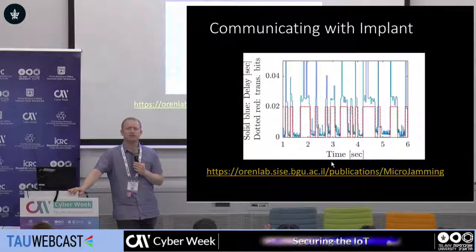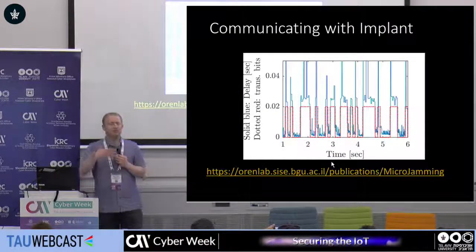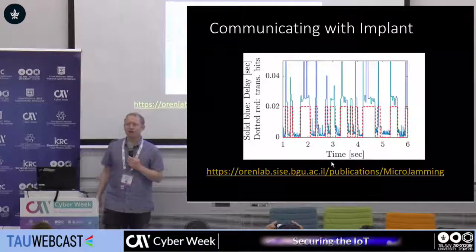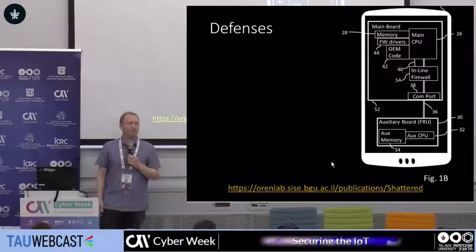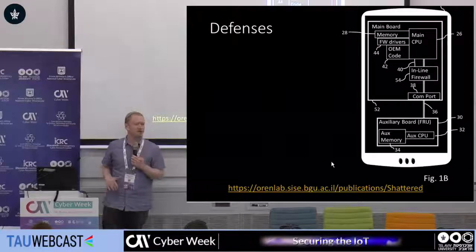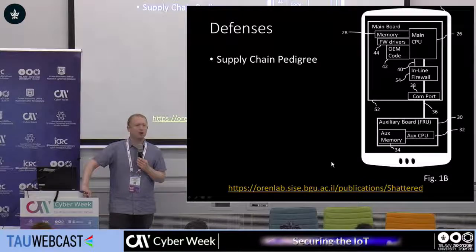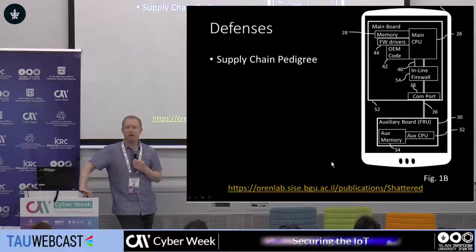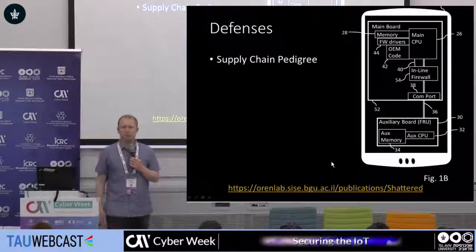How do you defend yourself against a malicious IoT implant attack which is going through the supply chain? So there are various things you can do, and you have to defend yourself in various ways. So the first thing you might like to do is what's called supply chain pedigree. Now you're buying any old junk off the supply chain. Maybe you should be more careful about that.